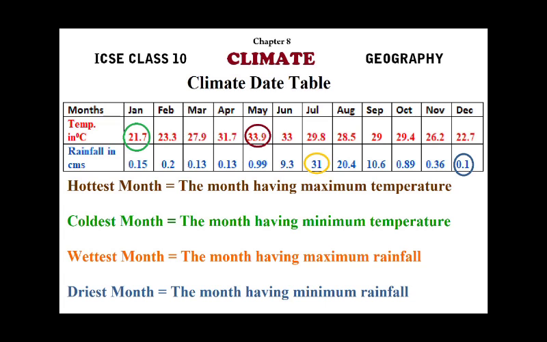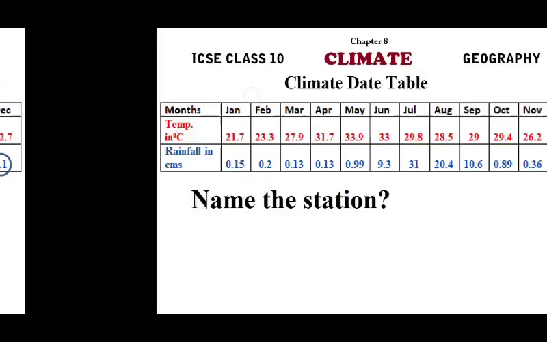Wettest month, the month having maximum rainfall. Look at the rainfall. So you can see that July is having the maximum amount of rainfall. So that is the wettest month. And the driest month is December. So these are the answers. So it's very easy to interpret the climate data table also.